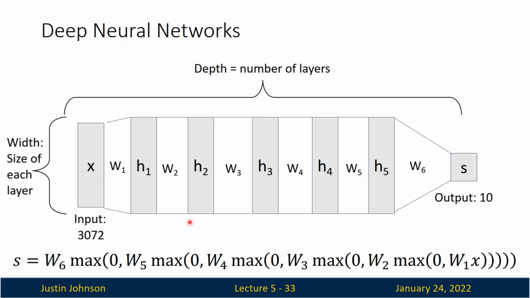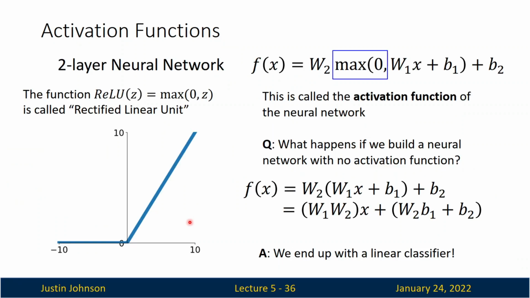However, let's see. If we don't have the max function here, it is a nonlinear function. Why? Because if we draw the max function here, it looks like this one. For values less than 0, the result will be 0. For values greater than 0, it will keep the same. It doesn't change. And we call the nonlinear function the activation function here.